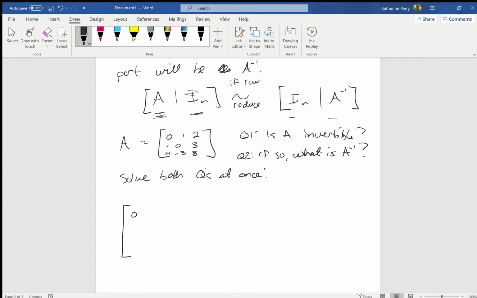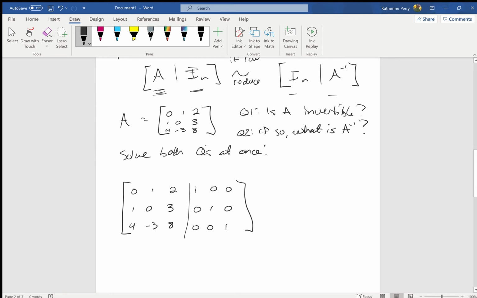I can form my augmented matrix: 0, 1, 2, 1, 0, 3, 4, -3, 8, and then 1, 0, 0, 0, 1, 0, 0, 0, 1. Then I can perform row operations on it to try and get my matrix A to look like the identity matrix. If I want A to look like my identity, then I need to have a pivot in this first position. So I'm going to replace row 2 with row 1. I'll do an interchange with these.